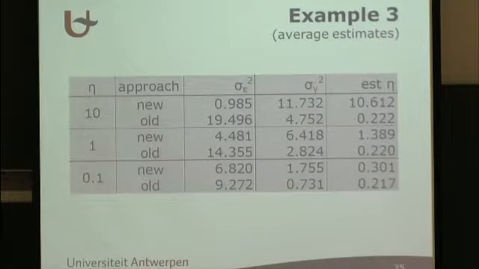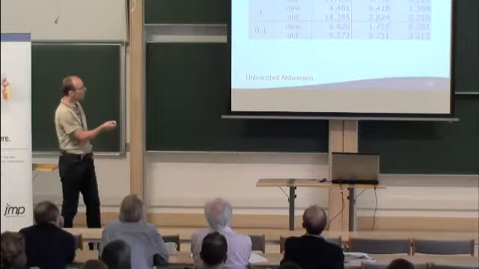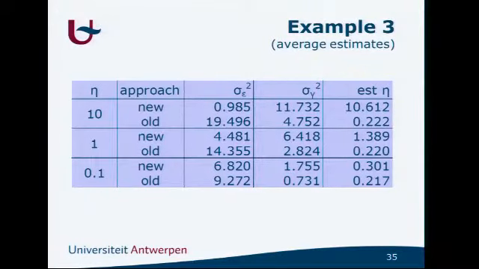So here you can clearly see that the new design criterion helps a lot when it comes to estimating the variance components. And the estimated eta ratio is also completely different for the new and the old design. For the new design, the estimated eta ratio is 10.6, and that's in the neighborhood of the value of 10 that we used to generate the data. For the old design, we get on average 0.22, which is not at all in the neighborhood of 10. For eta equal to 1 and eta equal to 0.1, we get similar results.